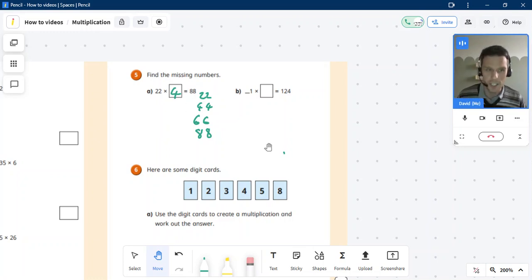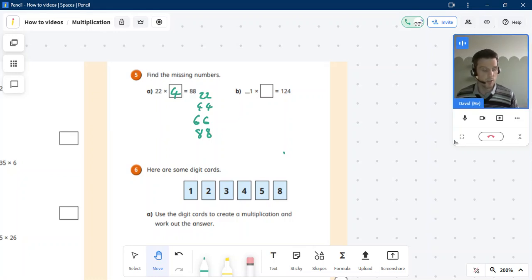Now, B is a little bit trickier because we don't know what the starting number is. So have fun, do a bit of trial and error, see what two-digit number you can add repeatedly until you get 124. Once you get your 124, count the number of times you added it and fill in your answer there. Pause the video here to complete the question.